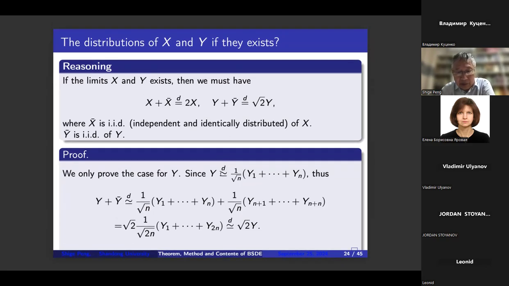I try to explain why the average in the first case converges to the maximal distribution, and the second one converges to the normal distribution.